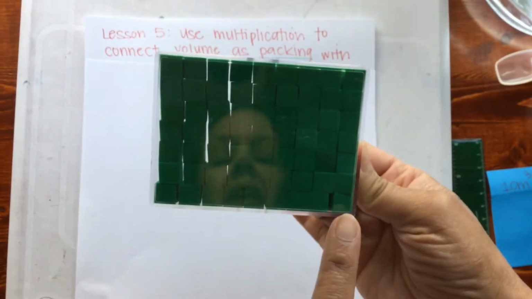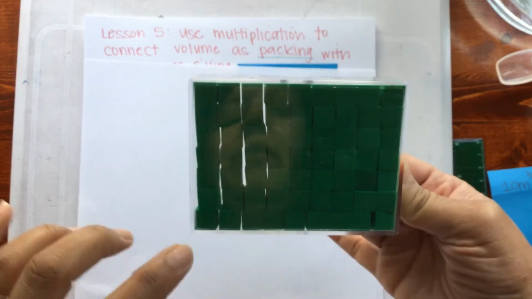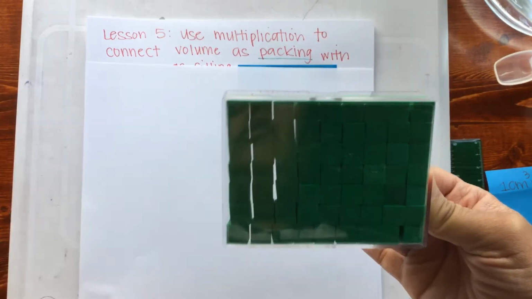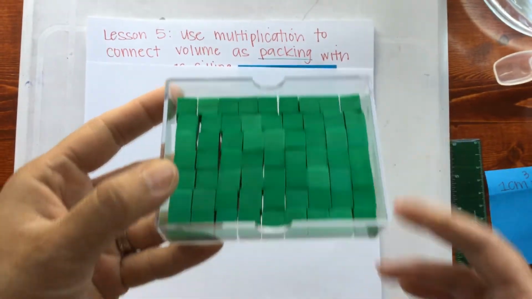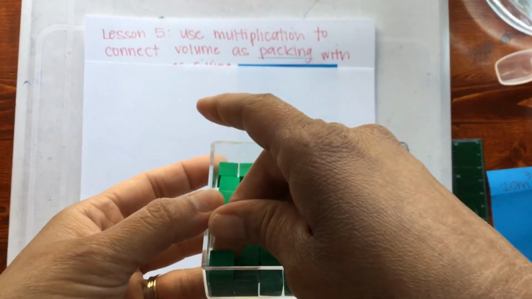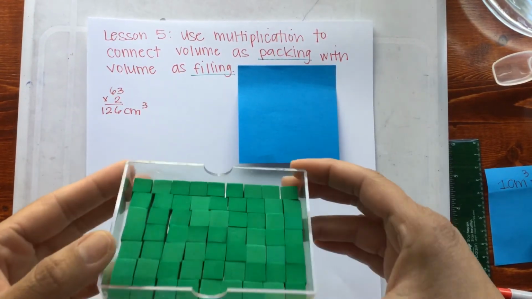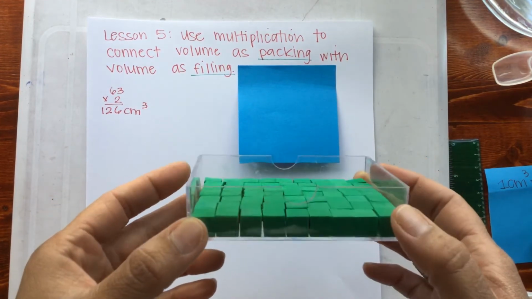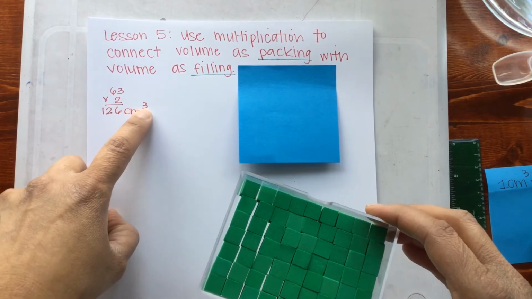So this first layer has 1, 2, 3, 4, 5, 6, 7, 8, 9. 9 across the bottom. 1, 2, 3, 4, 5, 6, 7. 7 going up. So this first layer has 63 cubes. And if I were to complete a second layer, then I would have 63 times 2. So 63 times 2 is 126 centimeters cubed. That's how many cubes it would take to pack this structure and to find our volume of 126 centimeters cubed.